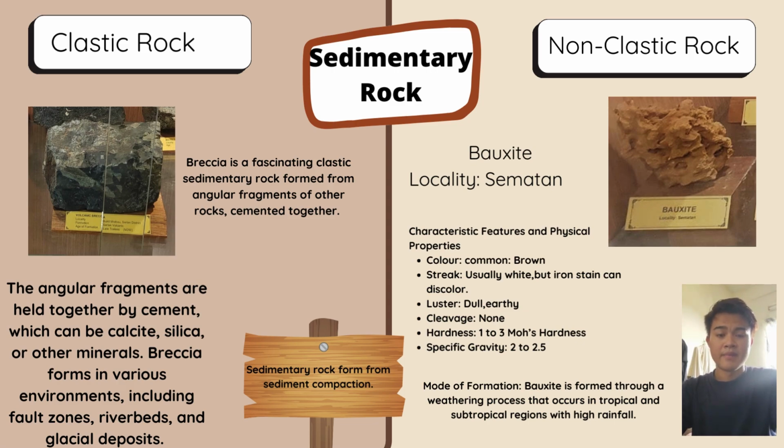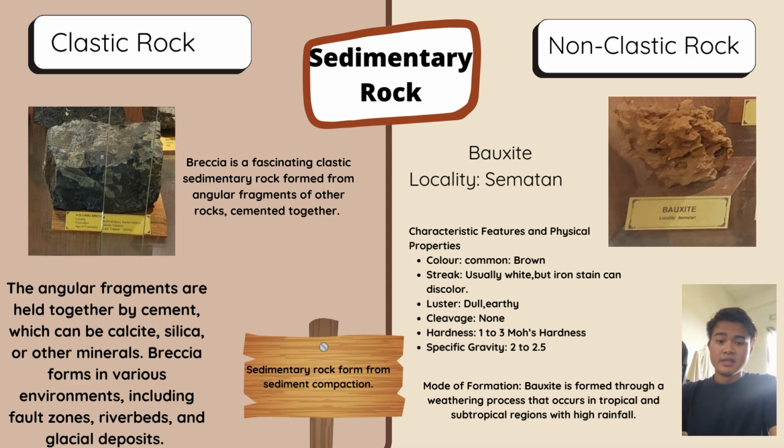Next, sedimentary rock can also be classified into two different classes, which are clastic and non-clastic rock. We found out breccia is in the clastic rock group. Breccia is a fascinating clastic sedimentary rock formed from angular fragments of other rocks cemented together. The angular fragments are held together by cement, which can be calcite, silica, or other minerals. Breccia forms in various environments including fault zones, riverbeds, and glacier deposits.